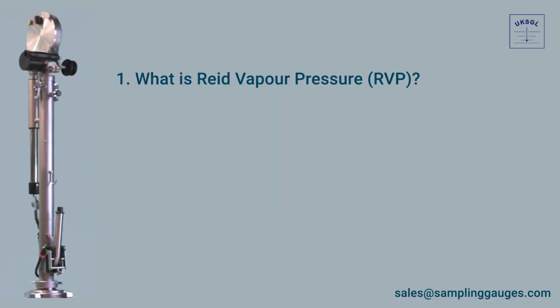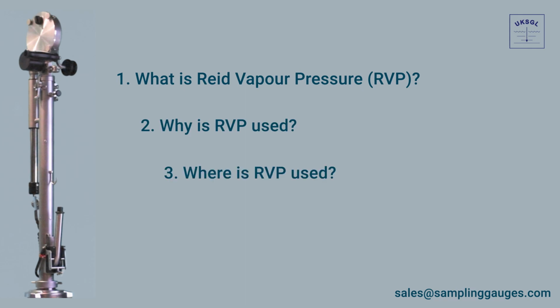In this presentation, we shall address 4 aspects of RVP sampling. Firstly, what is RVP? Or to give it its full title, Reid Vapour Pressure. 2. Why is RVP used? And 3. Where is RVP used? And finally, how is RVP sampling actually carried out?